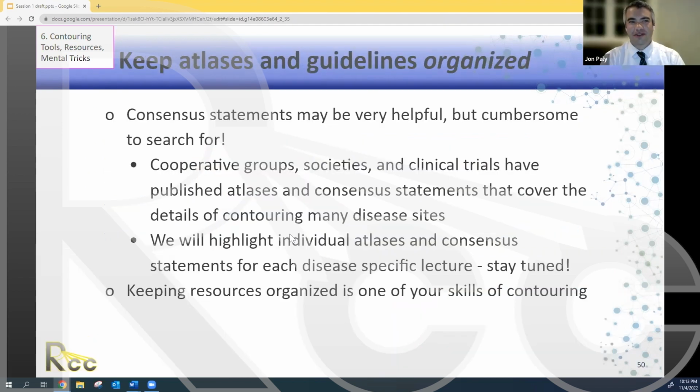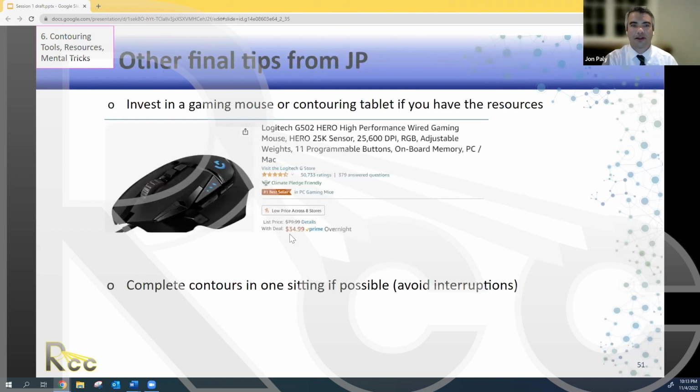Other things to keep organized are your consensus statements for contouring. These are very helpful. And so, as you know, cooperative groups, societies, and clinical trials have published atlases and consensus statements that cover the details of contouring many common disease sites. We'll be highlighting these individual atlases and consensus statements as we go through each disease site, and that's the specific lecture. So stay tuned for that, and keep these resources organized in a way that you can reference and get to them quickly.